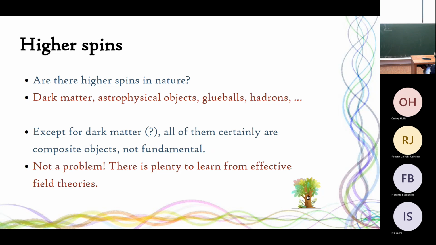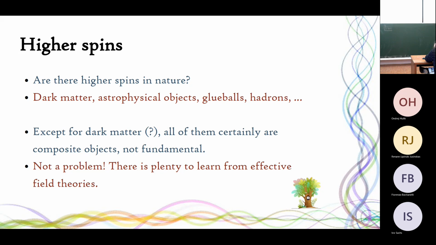But from a more pragmatic perspective, are there higher spins in nature? For example, you can look at black holes. Black holes are spinning objects, and in certain approximations, you can describe them as massive higher spin particles. You also see a lot of composite states, like gluons in QCD. The gluons are self-interacting, so they have bound states of gluons. Hadrons, in general, are composite particles with higher spins, so you can have hadrons of spin 3/2, 2, 5/2, and so on. All these things seem to be composite objects, right?